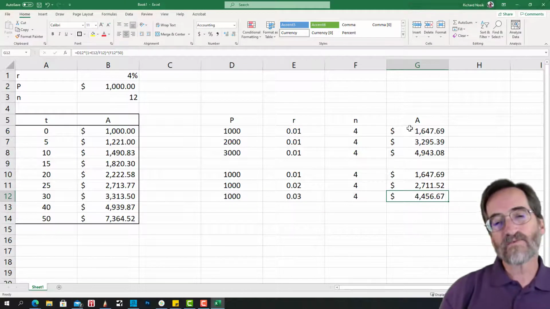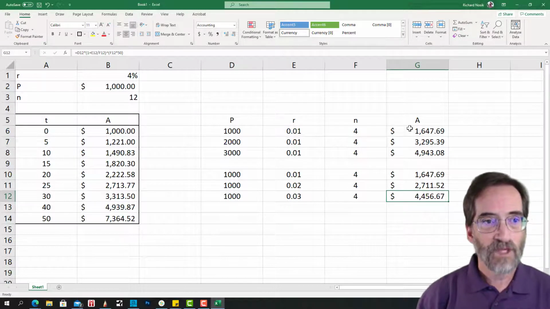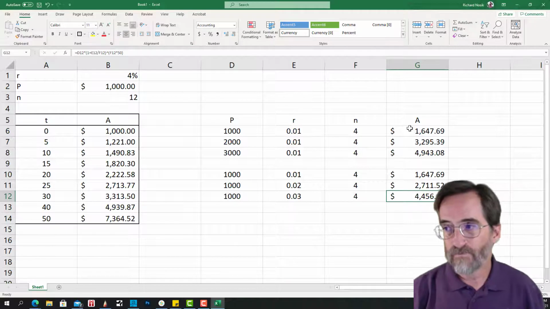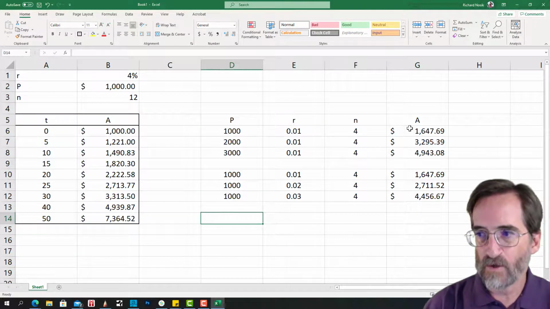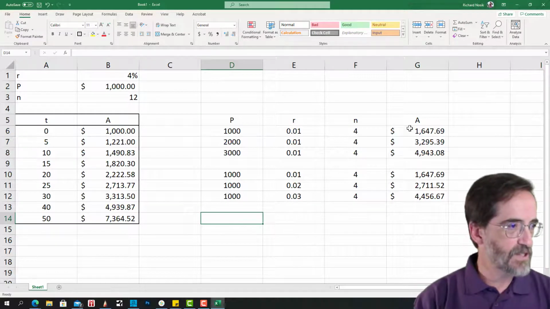So the biggest factor in how much money you make is how much money you put in. The second biggest factor is the interest rate. And that actually changes over time. Interest rate has bigger weight the longer you leave it. We're leaving it for 50 years, which is a pretty good time.